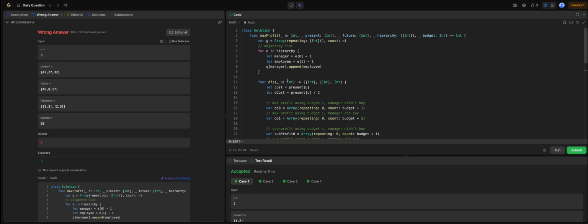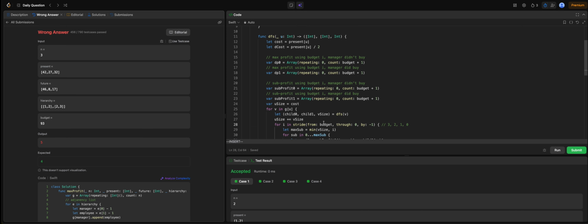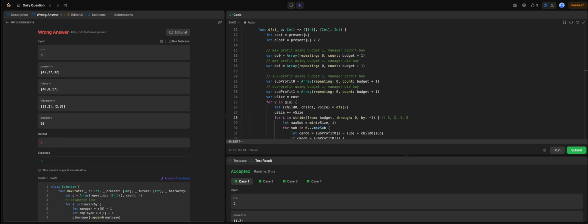So originally it just flattens the array into the hierarchy by deducting the manager, like 0 minus 1. Then for the DFS, we are calculating the costs, the original cost, and then the discount cost is half the price of the original. And then we have a budget in here, sub profits also in here. Okay, so that is real problem solving and debugging in real time. But I'm really not sure what I did wrong here.